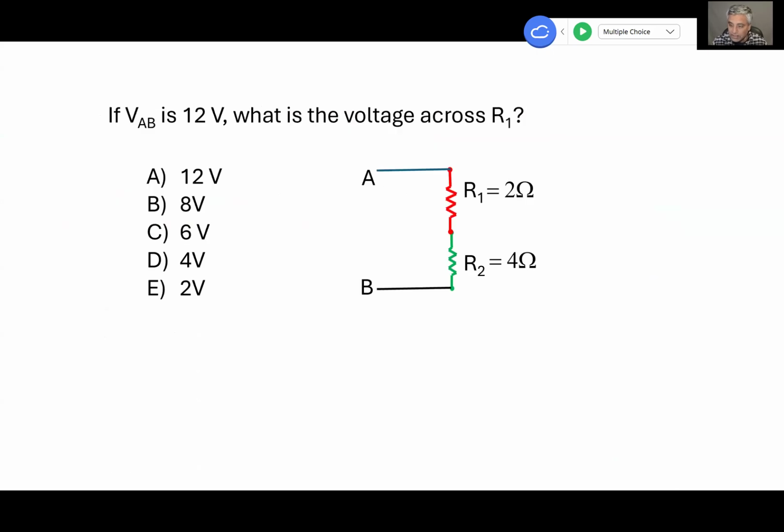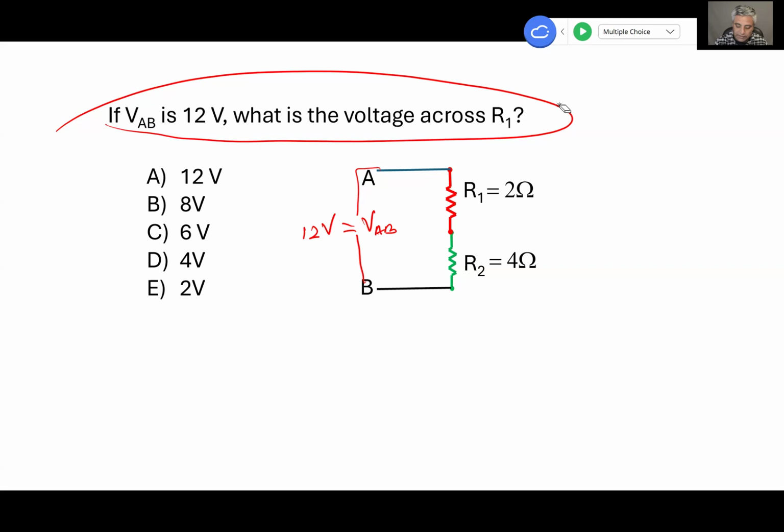Okay, so here is another question. These two resistors are in series. Now it's asking what is the voltage across R1. Here we are connecting 12 volt. That's what it means when we write it like this.